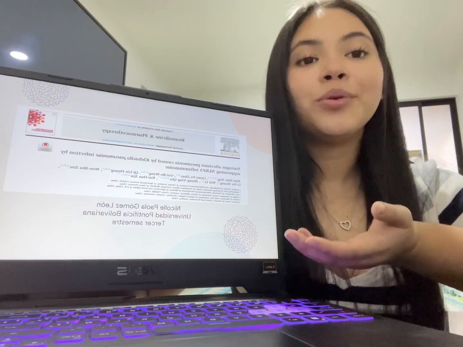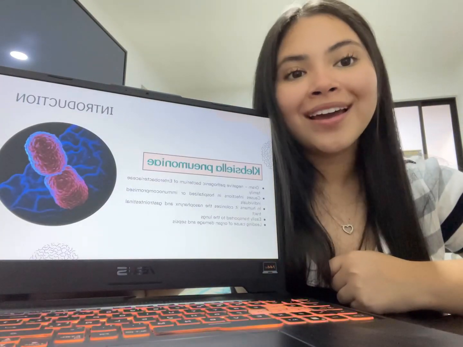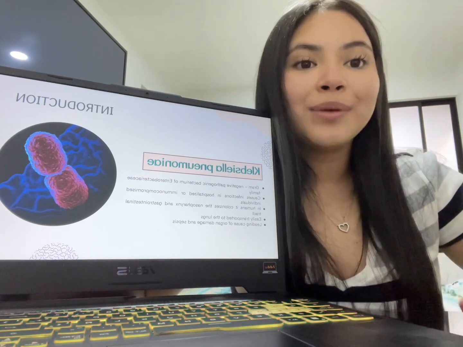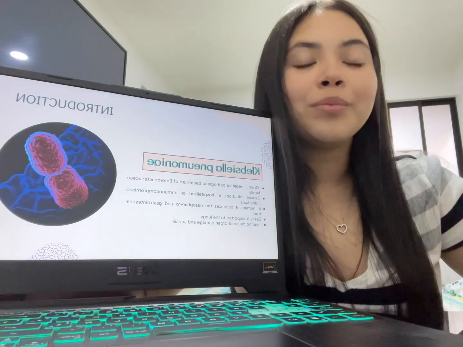caused by Klebsiella pneumoniae infection by suppressing NLRP3 inflammasome. Well, Klebsiella pneumoniae is a gram-negative bacterium belonging to the Enterobacteriaceae family, which has been considered an opportunistic pathogen, primarily infecting hospitalized and immunocompromised individuals.